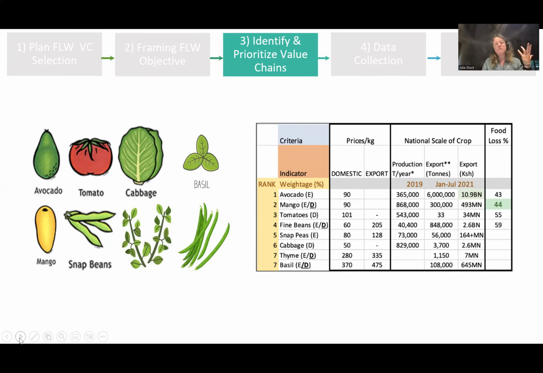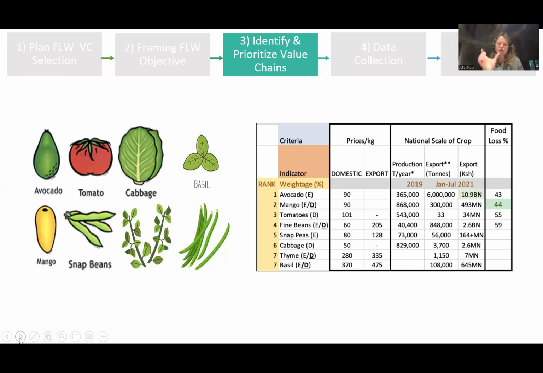From that, they picked some foods that were really popular in the Kenyan diet, such as avocado, tomato, cabbage, and mango. And then they knew their members also did snap peas and fine beans. Fine beans are also green beans, for export. Then they talked to one of their members who was participating in the study, and they also wanted us to add thyme and basil.